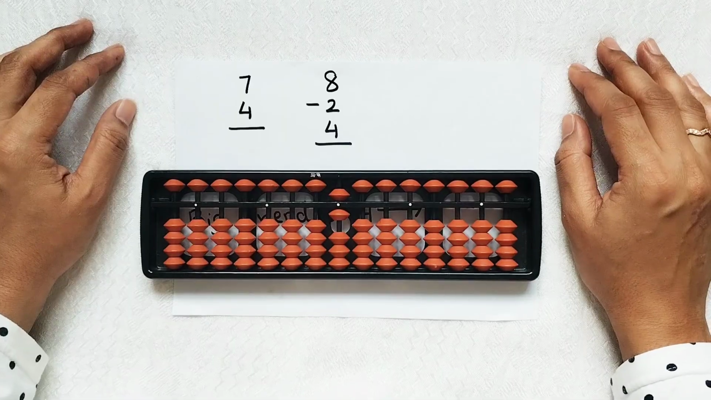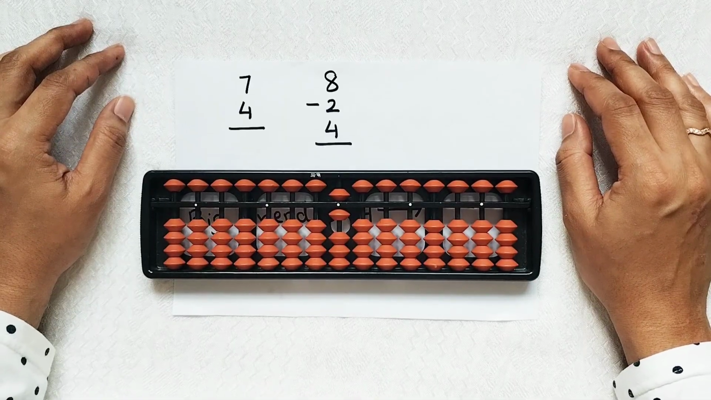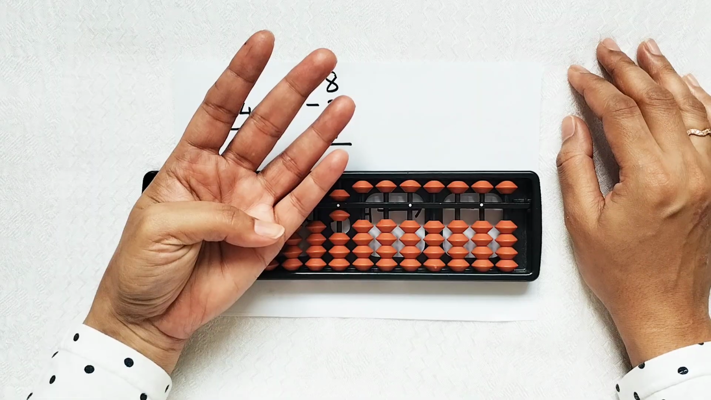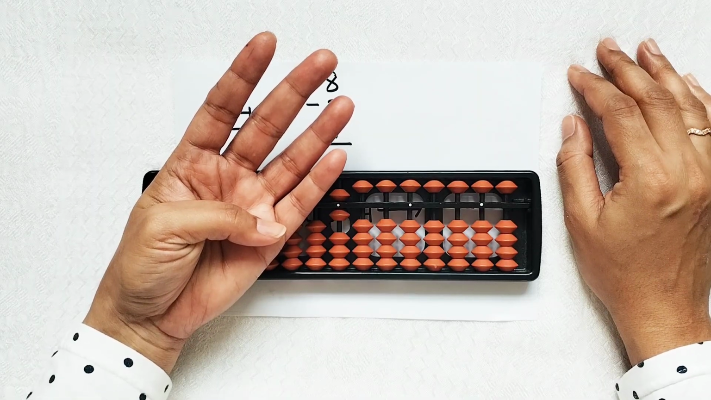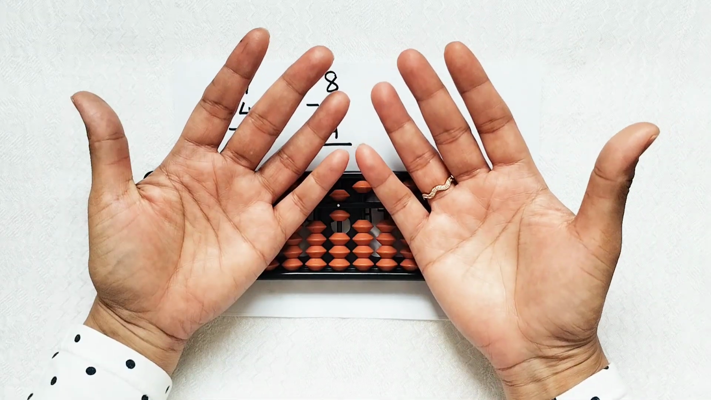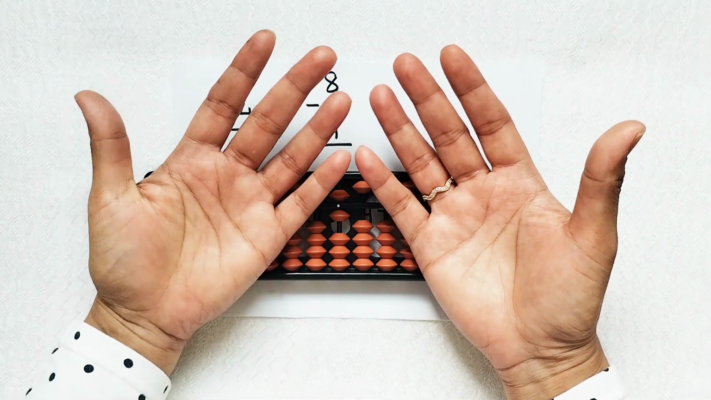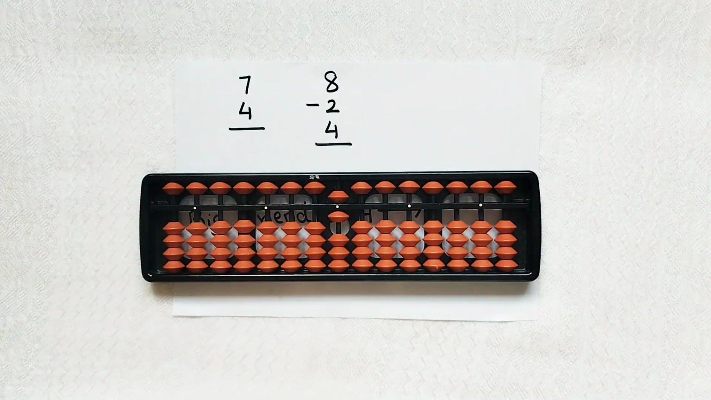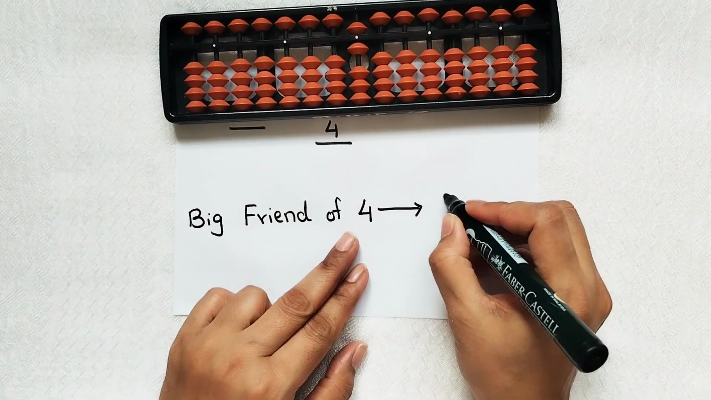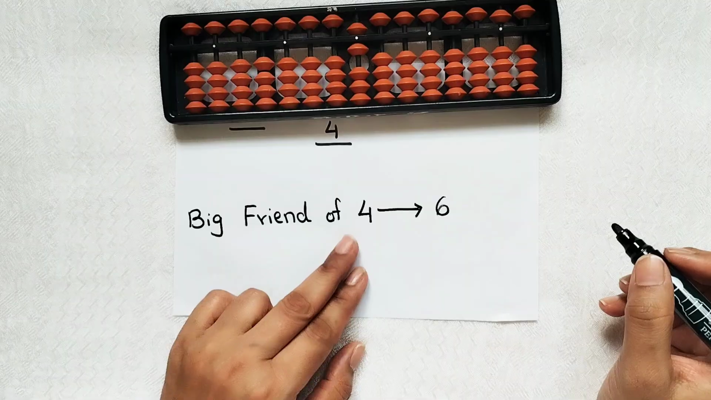Now, can you tell me who is the big friend of 4? We have done this before. Yes, the big friend of 4 is 6. Very good. So, the big friend of 4 is 6.